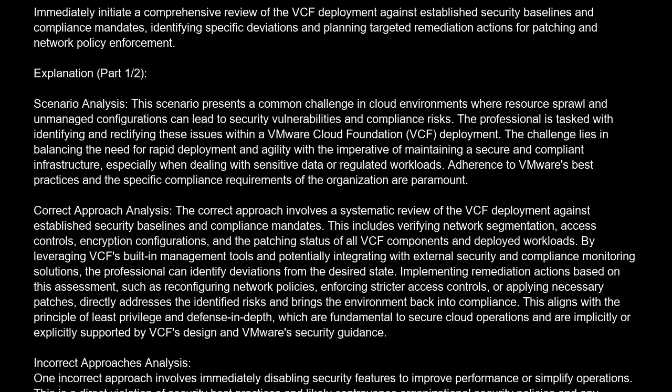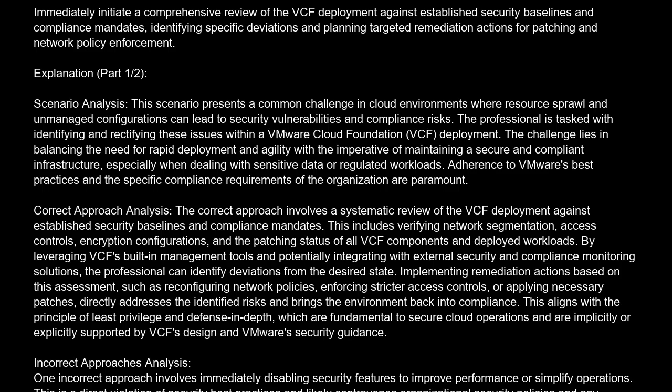The correct answer is C. Immediately initiate a comprehensive review of the VCF deployment against established security baselines and compliance mandates, identifying specific deviations and planning targeted remediation actions for patching and network policy enforcement.